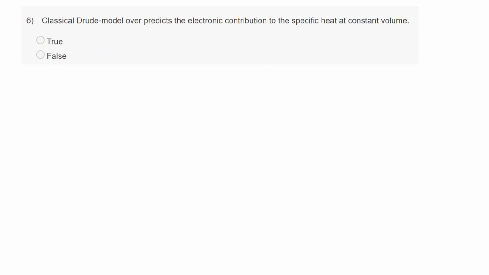Okay, the classical Drude model over predicts the electronic contribution to the specific heat at constant volume. So that is true. So we have seen that CVE in the classical model is 3 by 2 N kB, which is greater than the actual value by a factor of 100. So CVE for Drude is the actual times 100. Okay, so this is true.